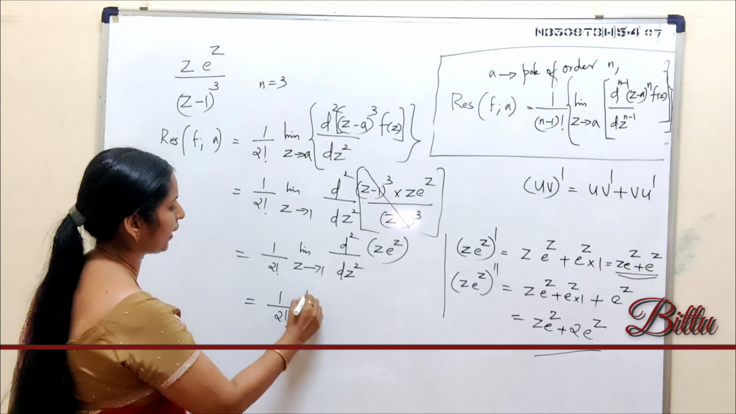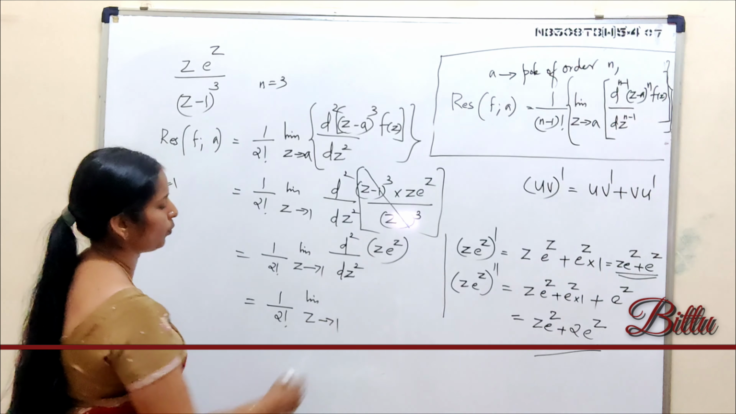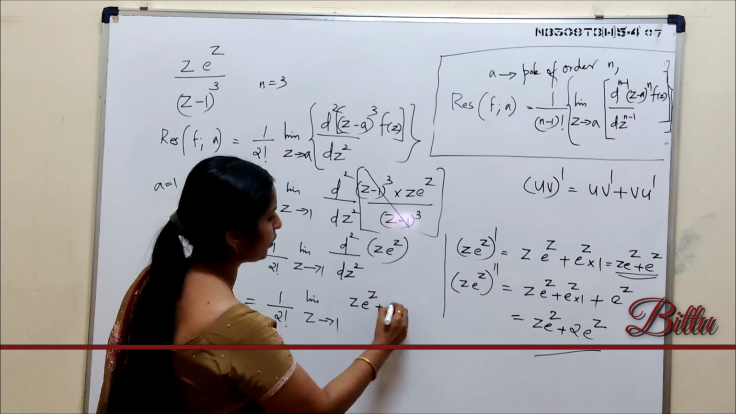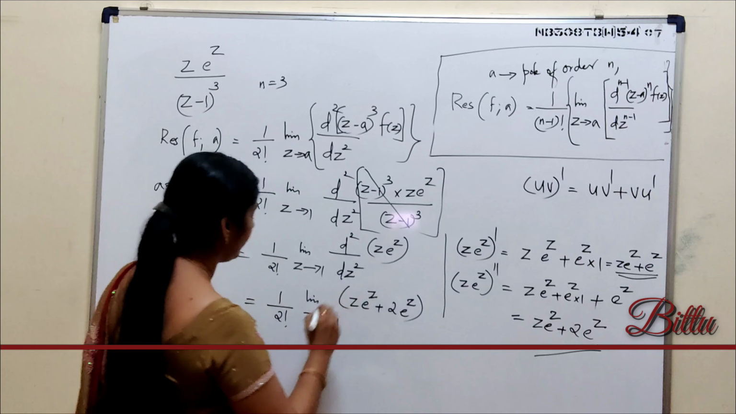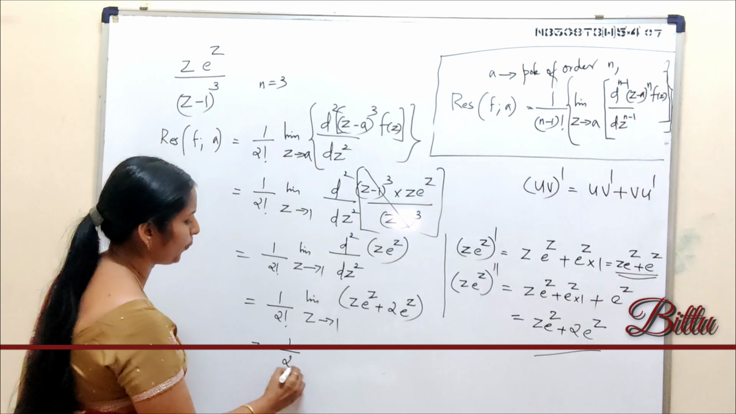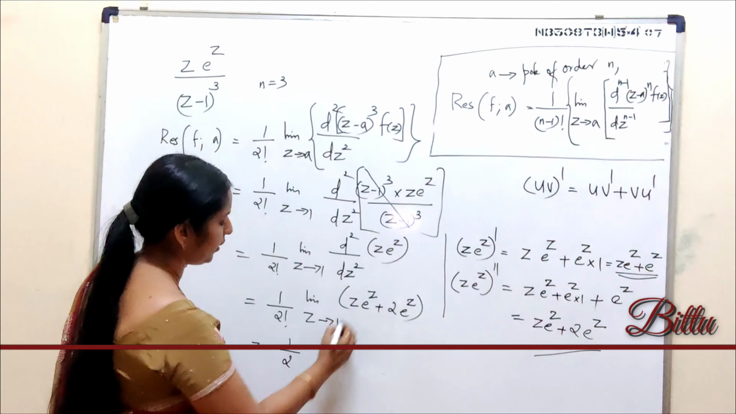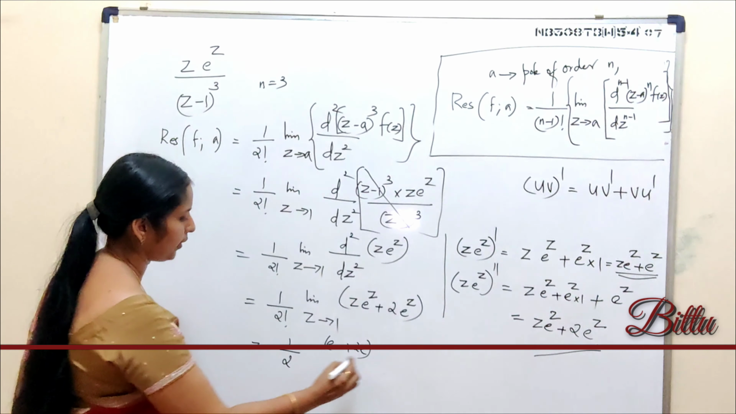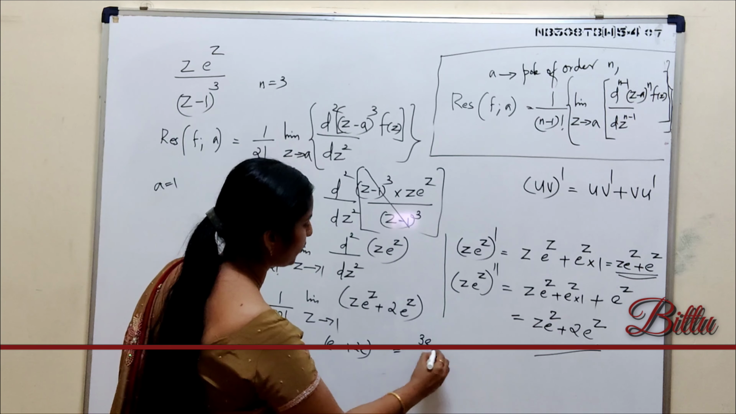So it is 1 by 2 factorial, limit z tends to 1, z e raised to z plus 2 e raised to z. Here you put z equal to 1. So 1 by 2, it is e plus 2e. That is 3e by 2.